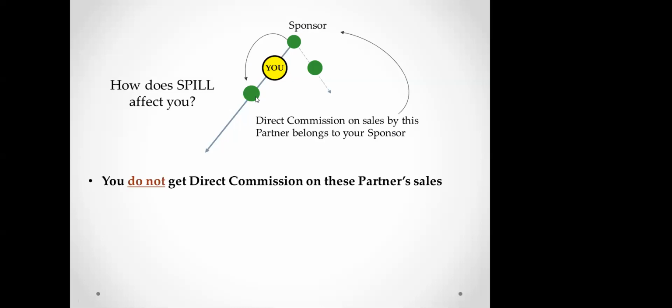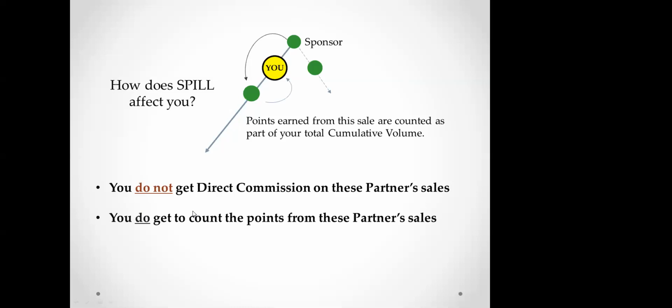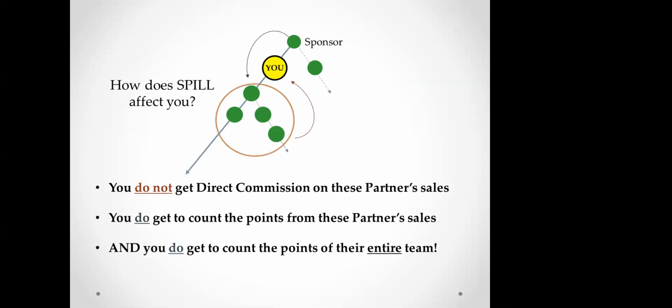You won't receive direct commission on that sale, but you get to count the points. So you do not get the direct commission on these sales, but you do get to count the points. The points earned from the sale become part of your cumulative volume, and you get to take advantage of those. And it gets even better. You get to count the points of that person's entire team. So whatever they do in their downline, you get to count the points from that.